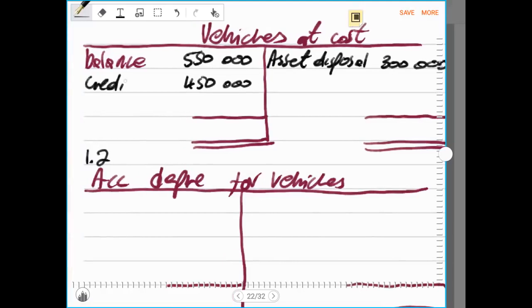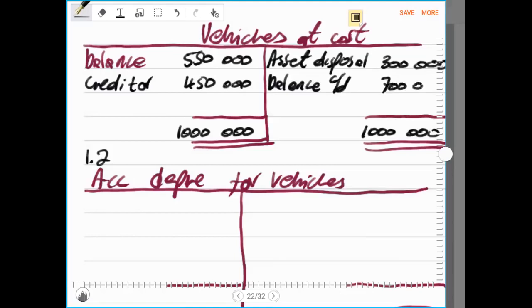And it was not bought for cash because we still owe that difference. Then we say creditor 450,000 rands. Therefore now from here we can just have our balance of 1 million rands, 1 million rands, because there was no asset that was disposed beside motor vehicle B. Then after, our balance carried down will be 700,000 rands. Balance carried down will be 700,000 rands, and the balance brought down will be 700,000 rands.